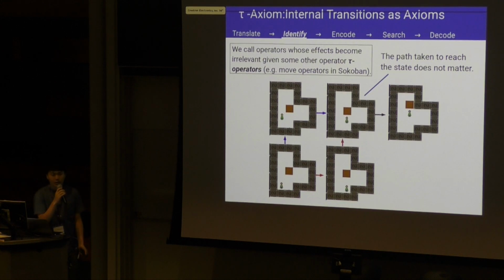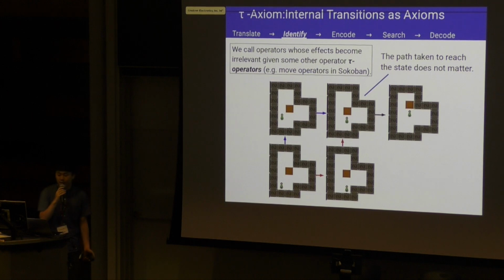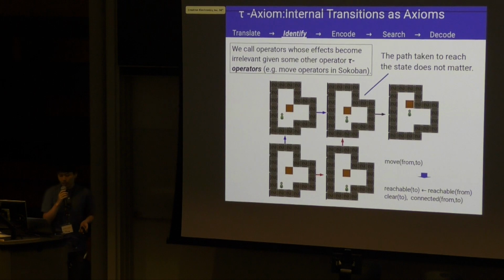And the important point is that the path taken to get behind the stone does not really matter once the player pushes the stone. So we only need to keep track of reachability from the current position of the player. And we call operators like move, whose effects become irrelevant given some other operator, tau operators. And tau operators can be transformed to tau axioms. In this case, move operators can be transformed into the reachability axioms I described earlier.